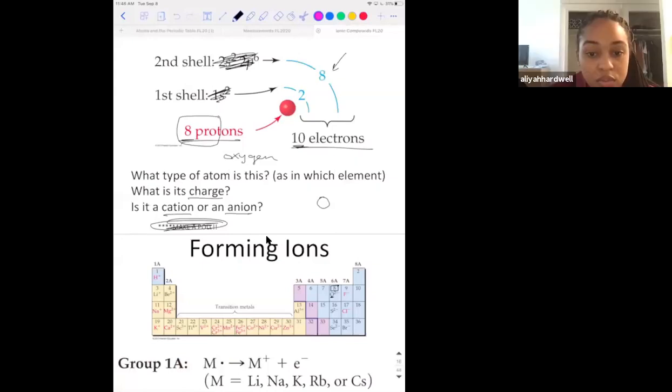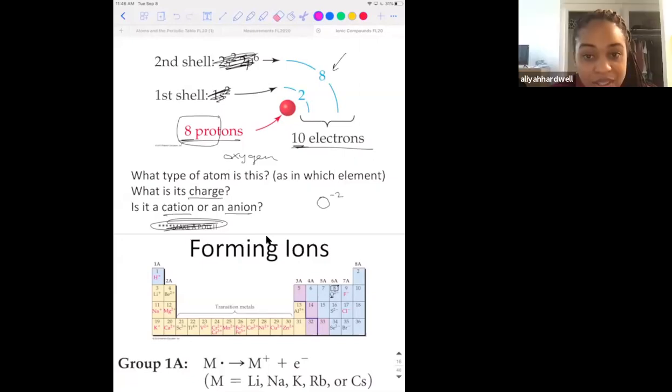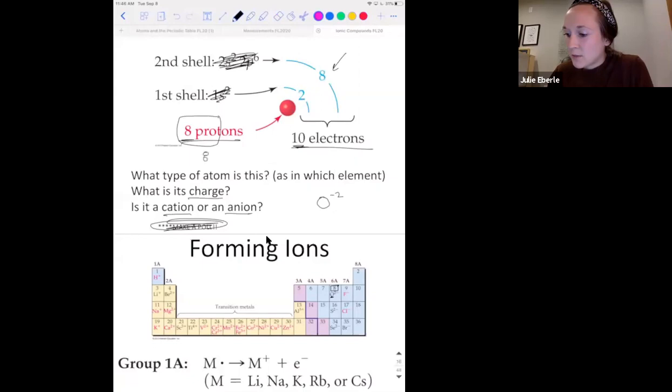-2. Yes, -2. How did you get that? 8 plus -10. There you go. We have 8 protons, so that's a +8. Plus, we have 10 electrons, so that's a -10. That gives us -2. That's the charge overall. And if it's a negative, is it a cation or an anion? Okay.